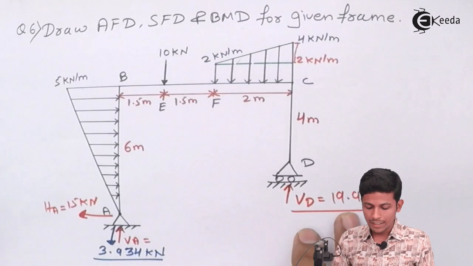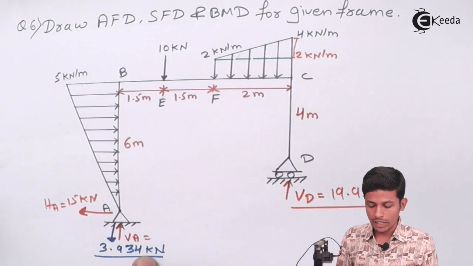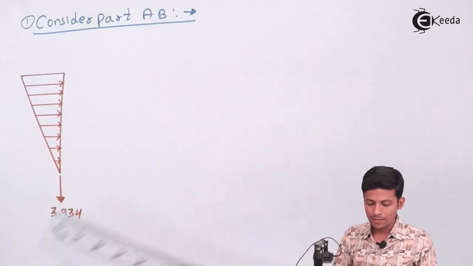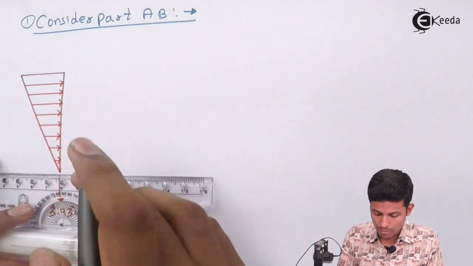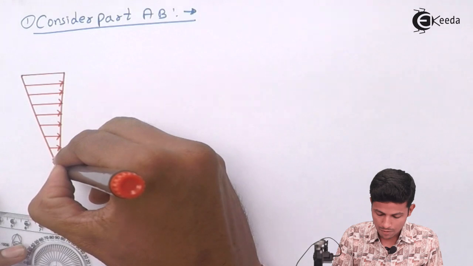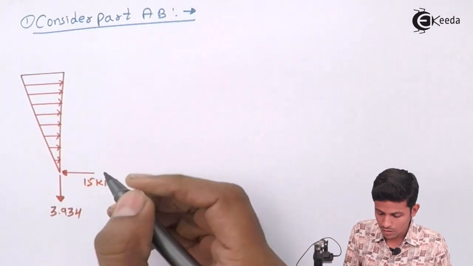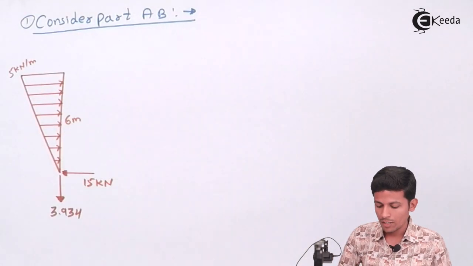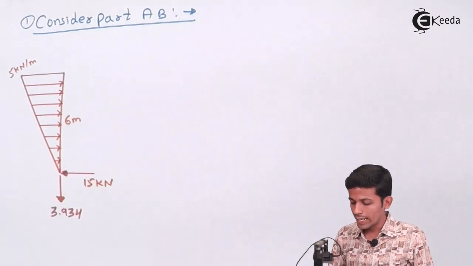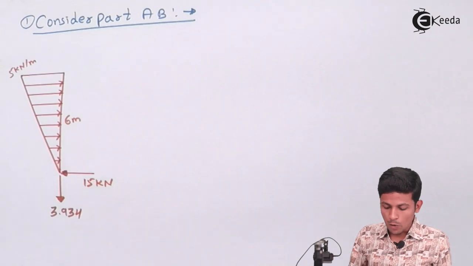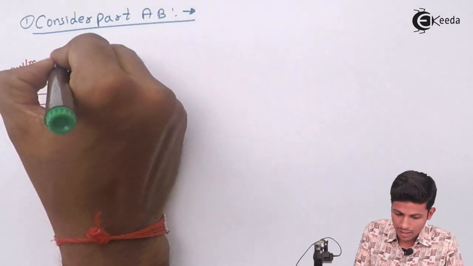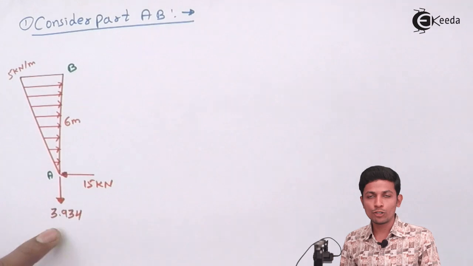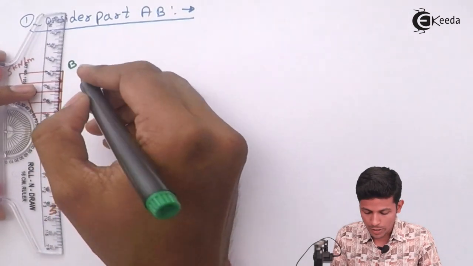Now see, when we are taking A, we can take this downward direction 3.934. Our next step is, while seeing joint A, this is point A and this is B. While seeing A, we have to balance the point B. Now see, 3.934 is going downward. To balance B, at A we go upward.